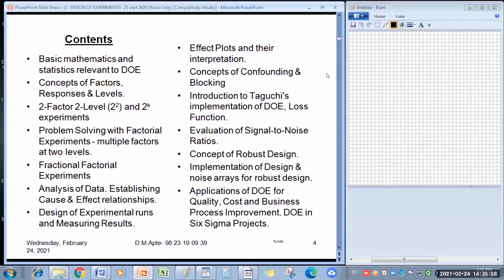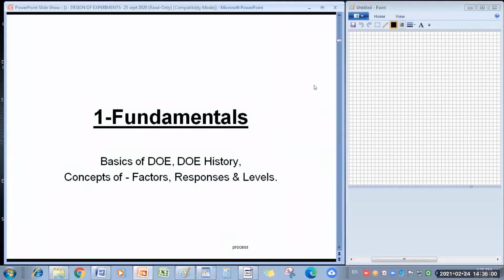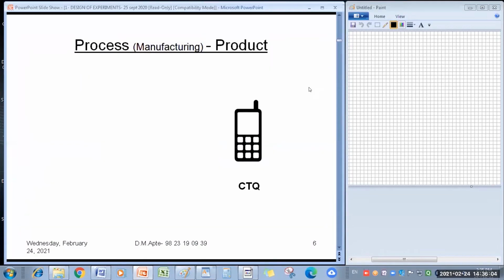Now, what is there in the design of experiment? First, we will have fundamentals. We will try to understand, we will try to know basic terms. CTQ. CTQ is critical to quality. This is nothing but a Y factor.